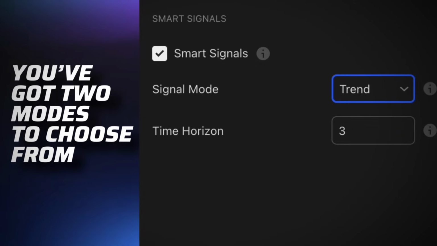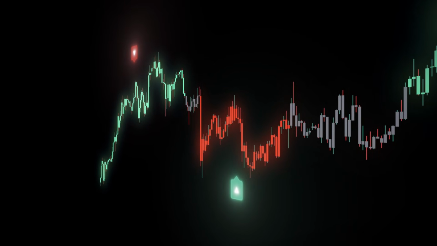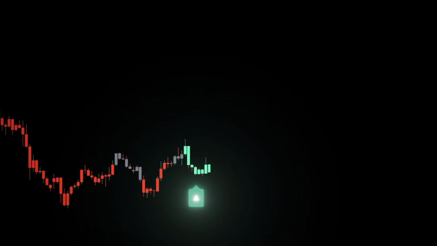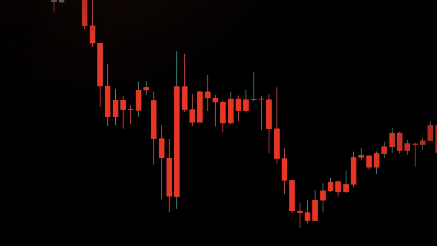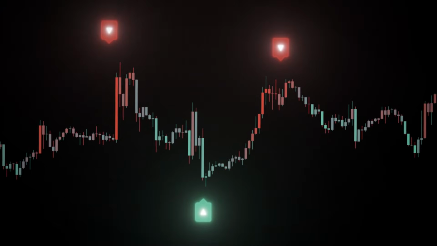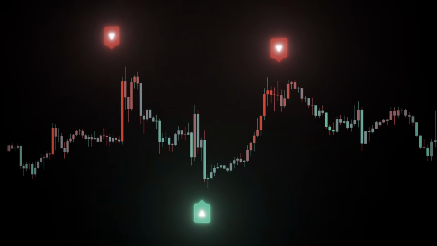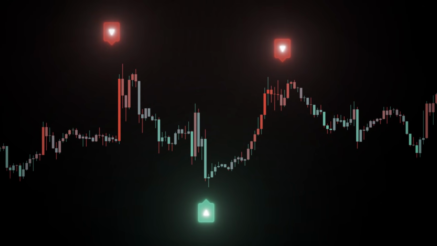You've got two modes to choose from. Trend mode gives signals when a new directional move is forming. It uses a dual-layer confirmation system to ensure the trend is real, not just a blip. When a green triangle appears, it's marking a bullish shift. When a red triangle shows up, it's bearish. If you see a plus sign, that's a strong signal backed by momentum. Reversal mode flips the logic. It's built for those who fade extremes or trade the edges of ranges. It looks for signs of exhaustion and gives signals when momentum starts to shift the other way.